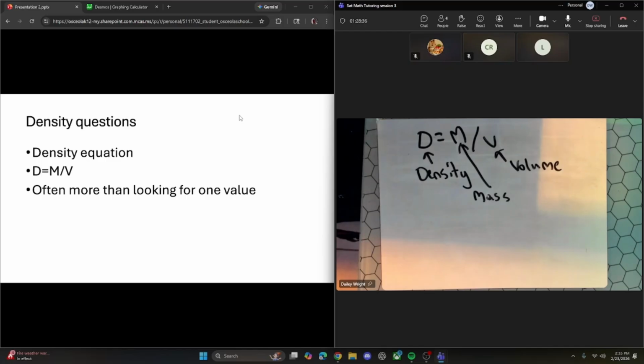You want to look for something that helps you find one of the variables in density equals mass over volume, because it's usually going to give you one and then make you find the other. These often appear as harder questions in Module 2, so if you know how to do these, this is a good way to get some of those harder Module 2 questions and a nice way to get some good points.